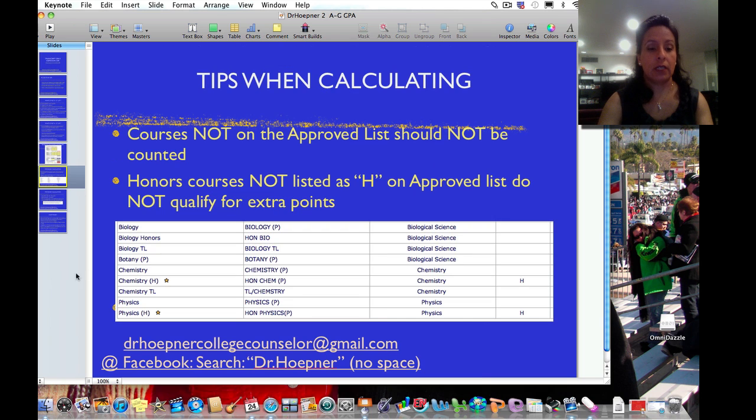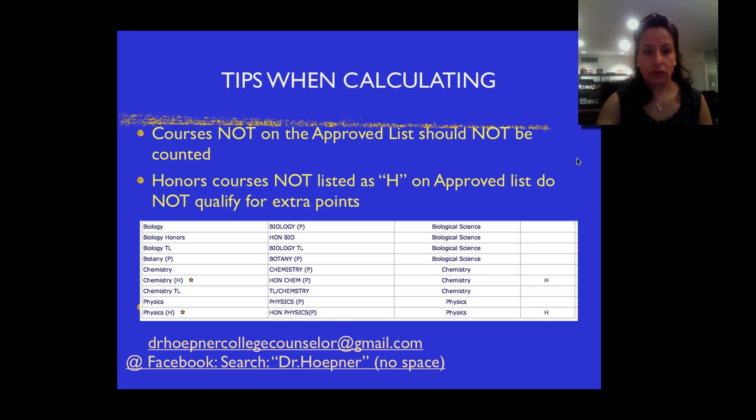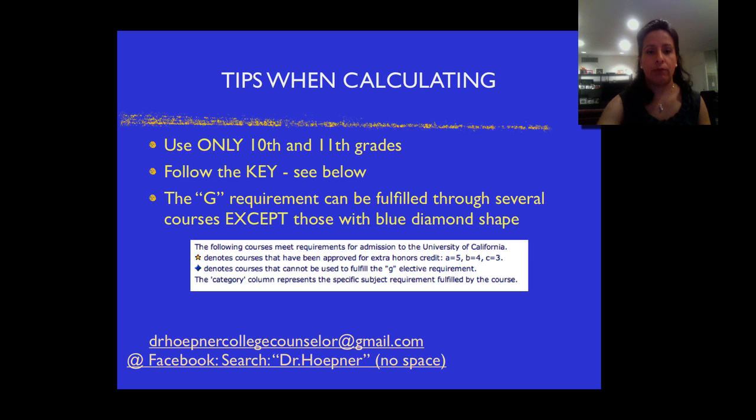Okay, let's move on. When you're calculating your GPA, you want to make sure that if a course that you took is on your transcript and is not on the approved list, please do not include it in your calculation. The honors courses that are not denoted as honors courses in that column, as I showed you, do not include those in your calculation of honors or AP courses. So I gave you the example of biology honors, and here is another example of that. So make sure you are paying attention to that.